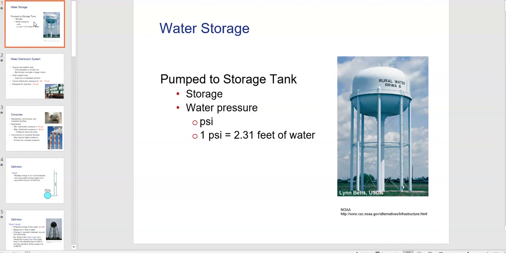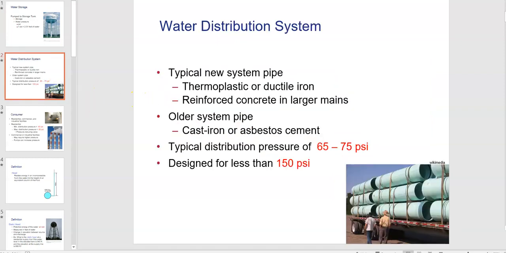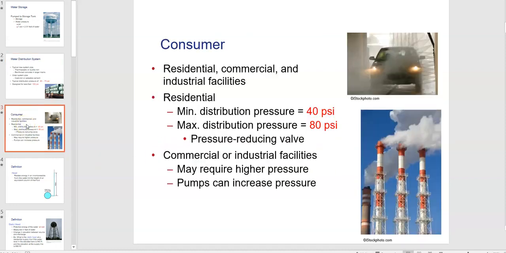So you'll notice that 1 pound per square inch of pressure inside of a pipe is equivalent to 2.31 feet of water. As you look at the water distribution system pipes here, they can be made out of cast iron or cement or PVC pipes. The typical distribution pressure in a distribution system is 65 to 75 pounds per square inch. They're definitely always designed for less than 150. You don't want too much pressure inside of that pipe. You could run the risk of not supplying water to a community if you don't have the pipe sized right and the pressure sized right.